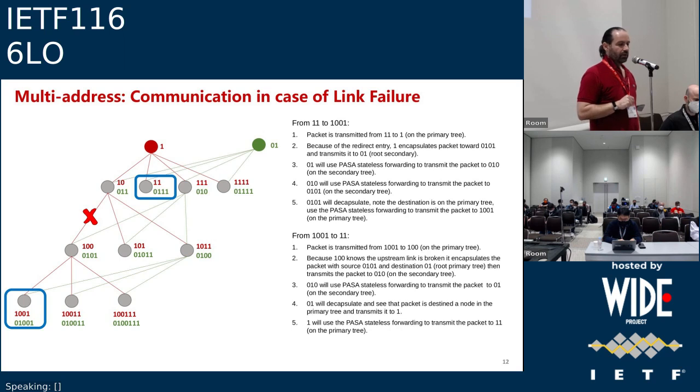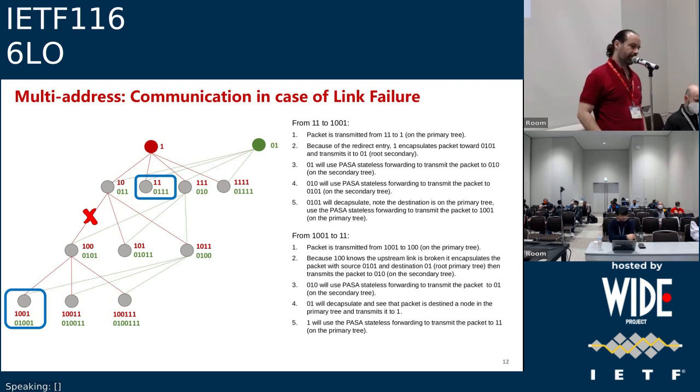So with this encapsulation, we shift the packet to the secondary topology, rooted in 01, and we use PASA forwarding as for the other document. And in this way, the packet will be statelessly forwarded to the node 100 or 0101 on the secondary tree, decapsulated, and 100 will send to the final address.